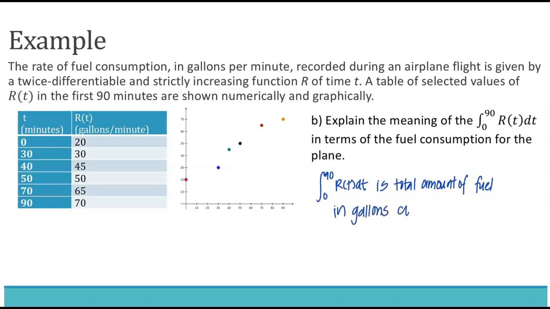We always want to include the units in our explanation. In gallons consumed by the plane, and we also want to cite the time. So consumed by the plane, you can say during 0 to 90 minutes or during the first 90 minutes. I'll go with that, during the first 90 minutes. Actually, I don't want to say first because it doesn't really say that. It says during an airplane flight, we just kind of start recording. So it's not necessarily the first.